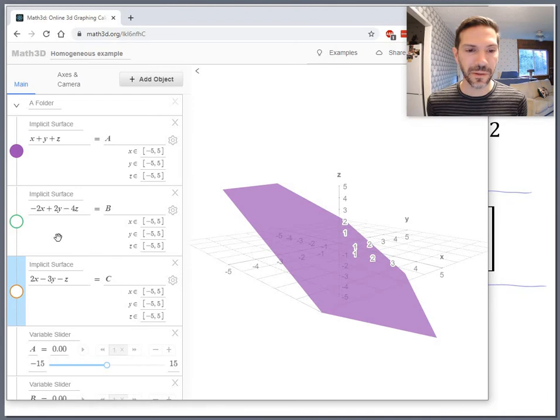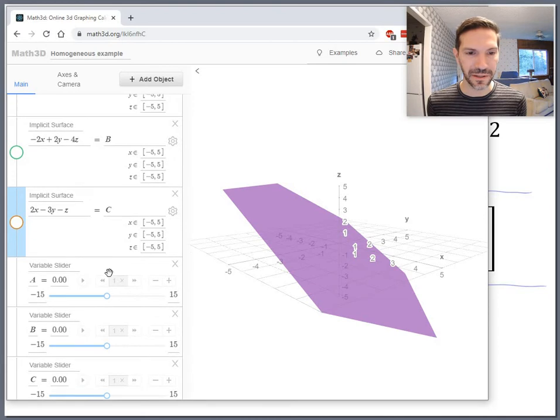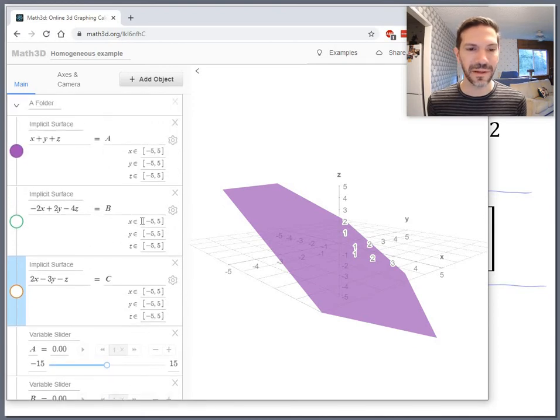Okay, so I've got the three equations in here. I've only got one of them graphed right now. So I've got x plus y plus z equals 0. A is set to be a slider, but I've currently got a set to be 0, and b and c are set at 0 as well. So all three equations are equal to 0. So we're looking at the graph of the homogeneous system right now.